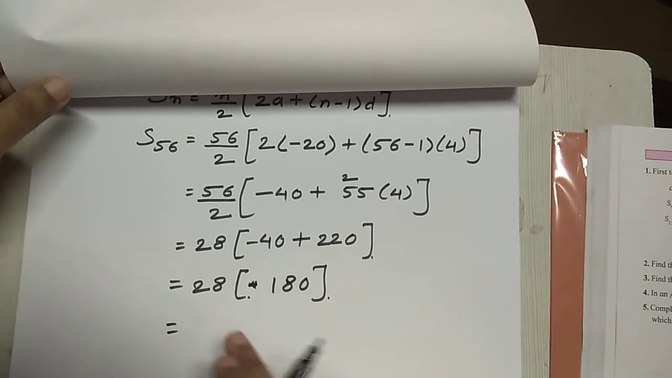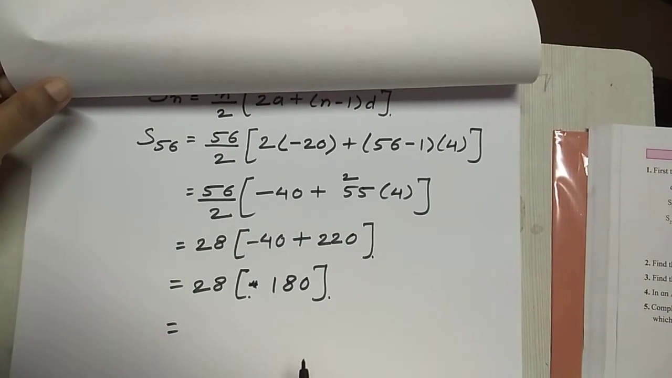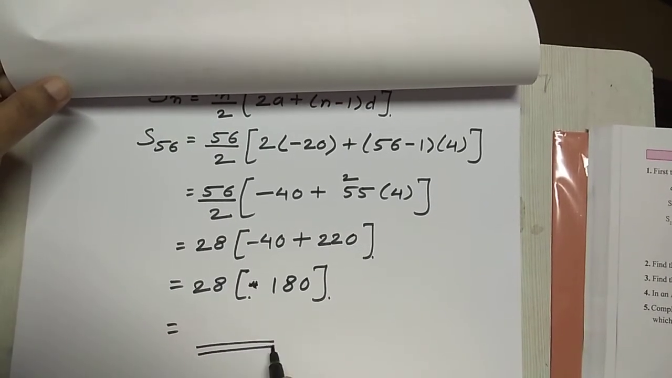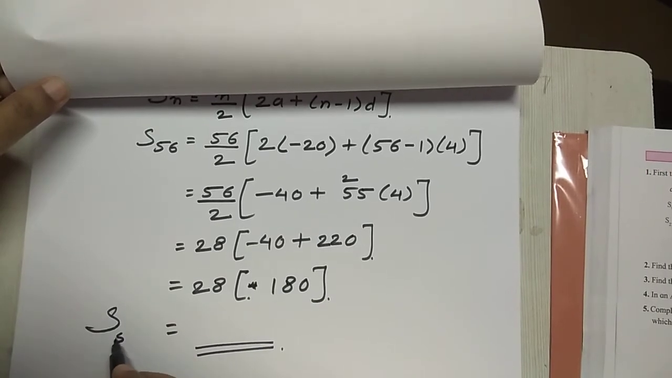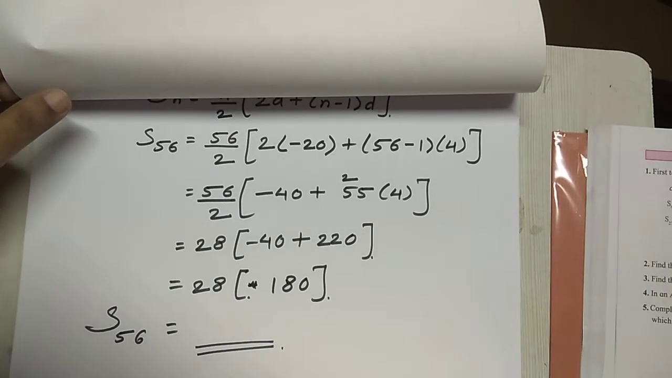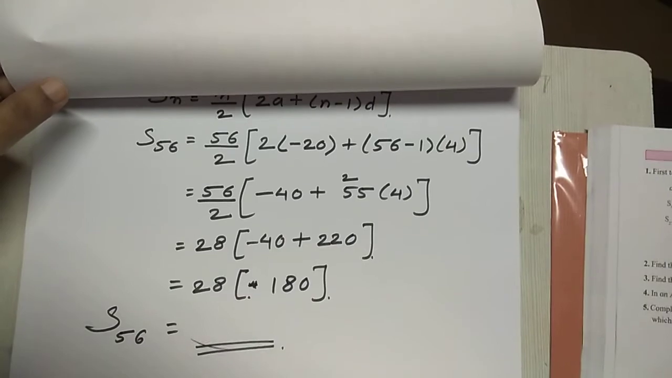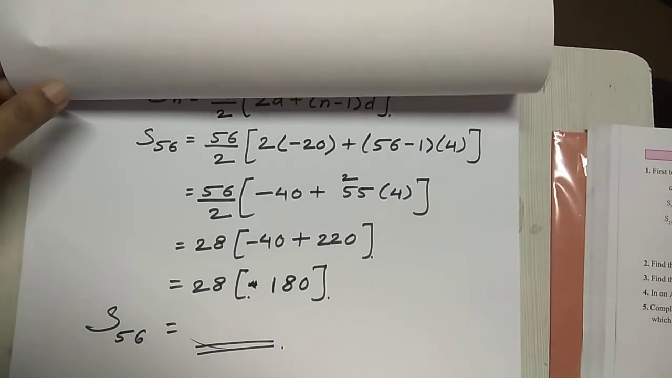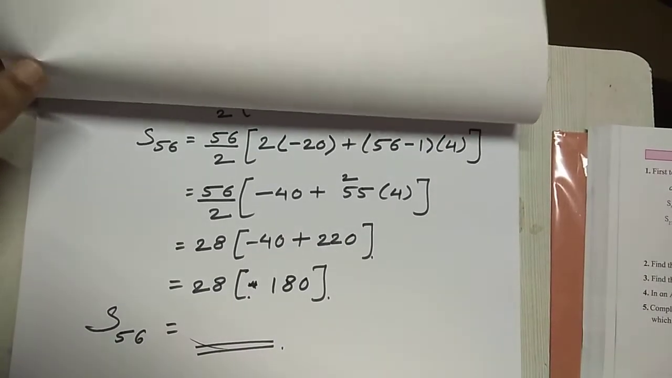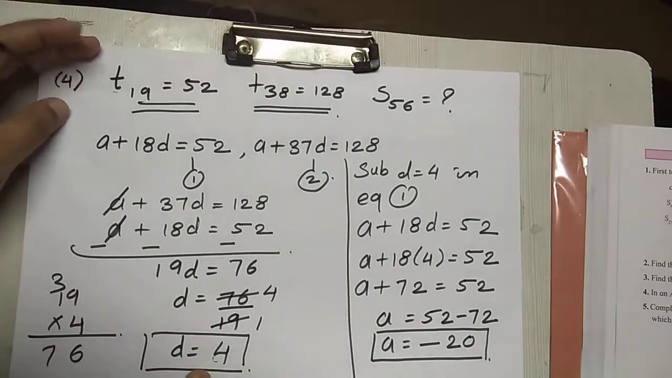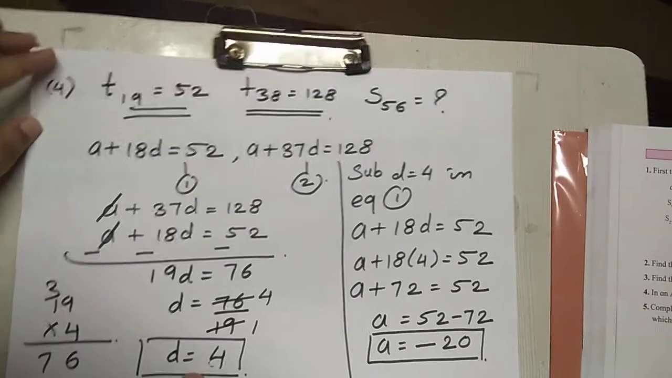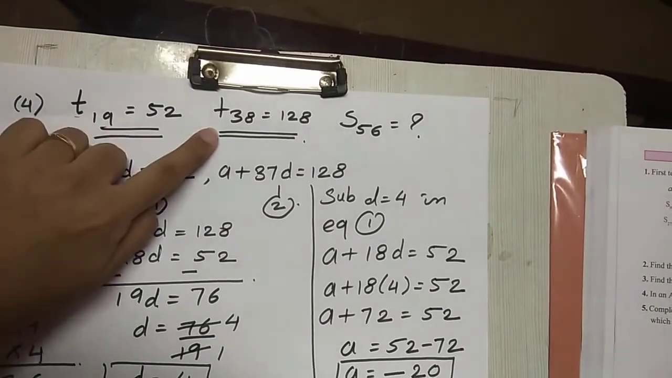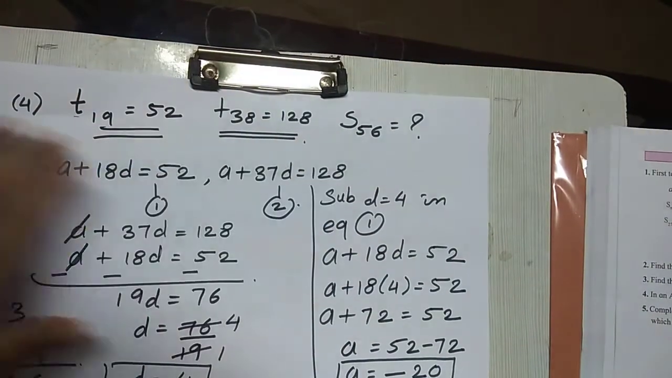Now the final step, you need to multiply 28 and 180. You will get the answer of S56. Okay, I leave this part to you. You do the multiplication of 28 and 180 and get the answer of S56. So if you'll observe, the sum was quite simple. T19 was given, T38 was given. You have to find S56.